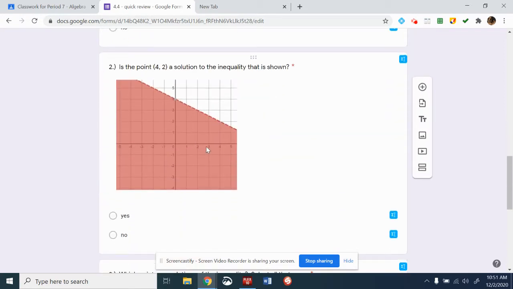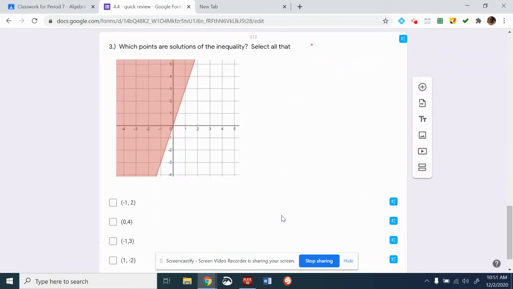For number 2, you had the point (4, -2). (4, -2) is on the dotted line. So remember, if your point is on the dashed line, it doesn't count. That's not a solution. If your point's on a solid line, then it would count. But (4, -2) is on a dashed line, so you should have put no for that.